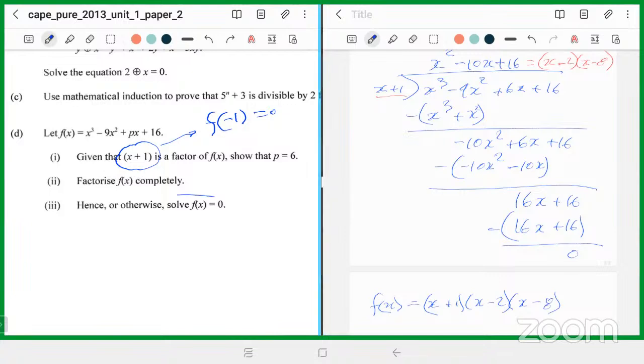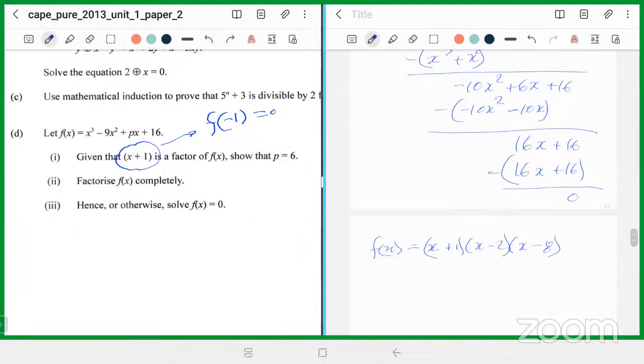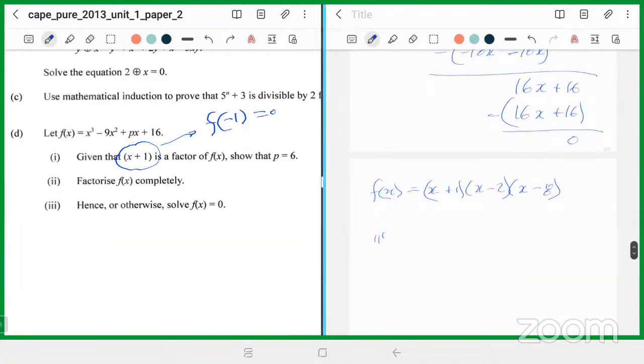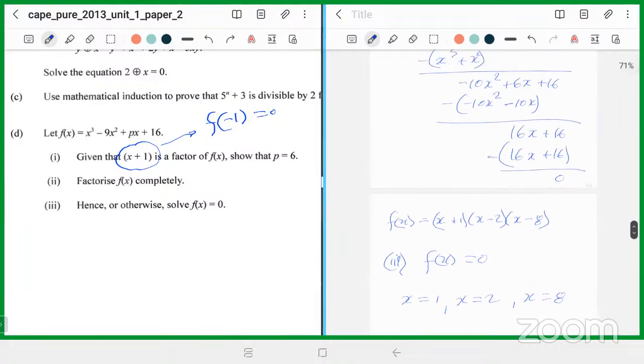And then, hence solve this equals 0. So that's very easy. Part 3. If you solve f of x equals 0, and these are your factors, then you automatically know the roots. So from this factor, x is negative 1. From this factor, x is 2. From this factor, x is 8. And that's it.